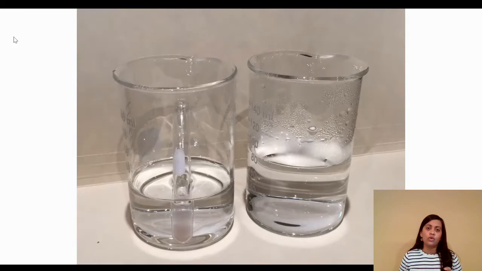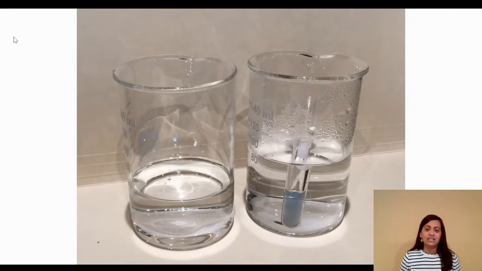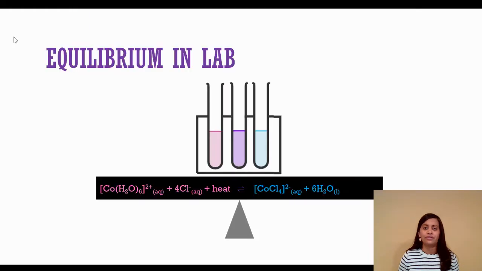Of course, I don't want to take that hot test tube and put it in cold water because it's going to shatter. But you can see that I can change the color essentially based upon the temperature itself. So this is what it looks like. I've got the pink, the purple, and the blue. The pink is the cobalt hexahydrate, and I've added chloride ions to it.